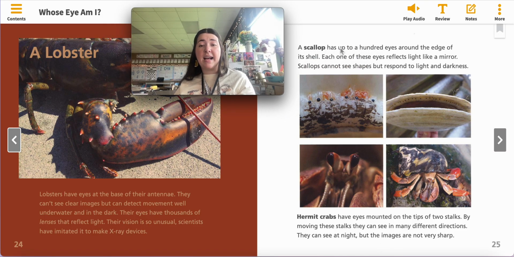A scallop has up to 100 eyes around the edge of its shell. Each one of these eyes reflects like a mirror. Scallops cannot see shapes but respond to light and darkness.